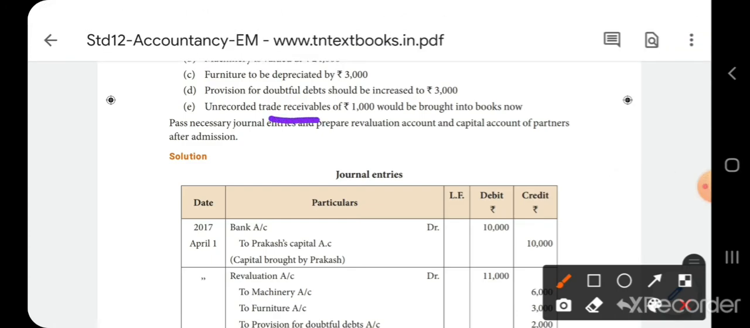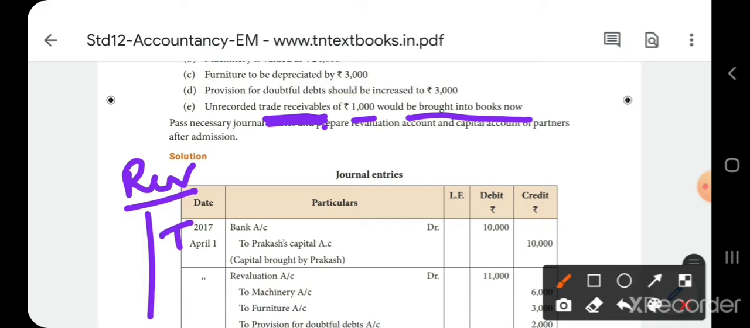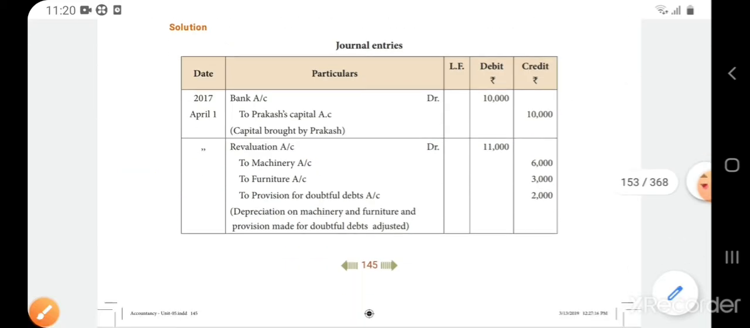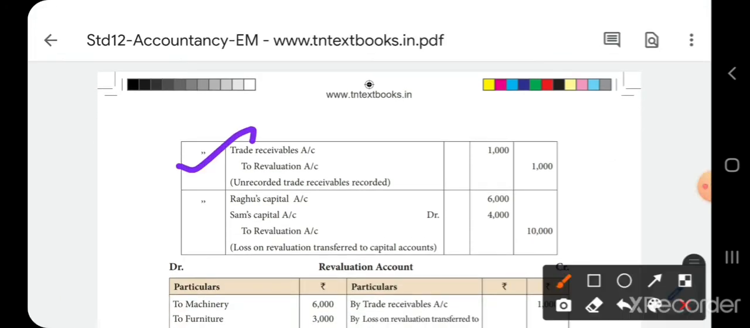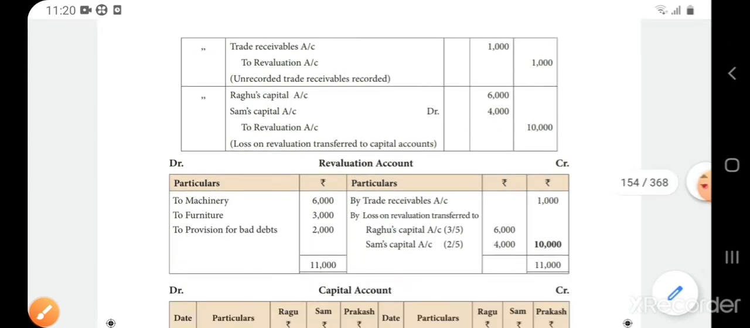Unrecorded trade receivables of 1,000 will be brought into the books now. Unrecorded trade receivables meaning bills receivables. Okay. So when the asset is increased, you will enter on the credit side of revaluation account, trade receivables 1,000. So the entry will be trade receivables account debtor to revaluation account 1,000. Okay.